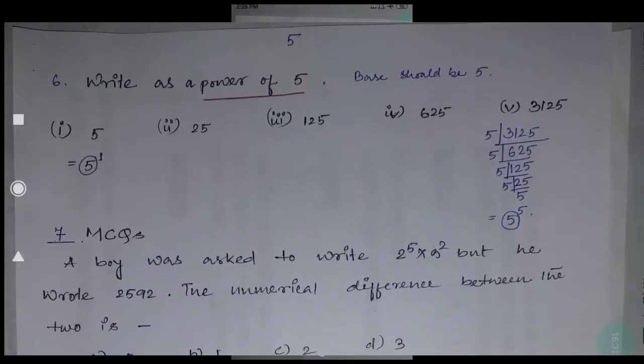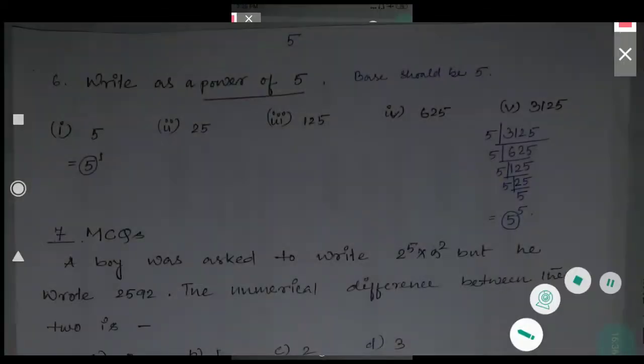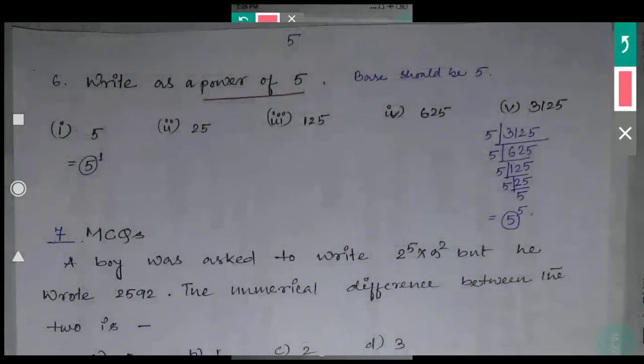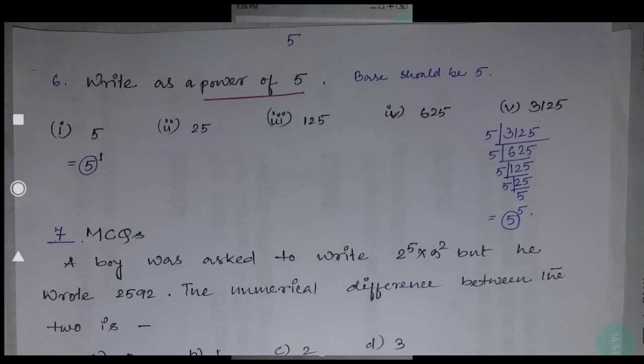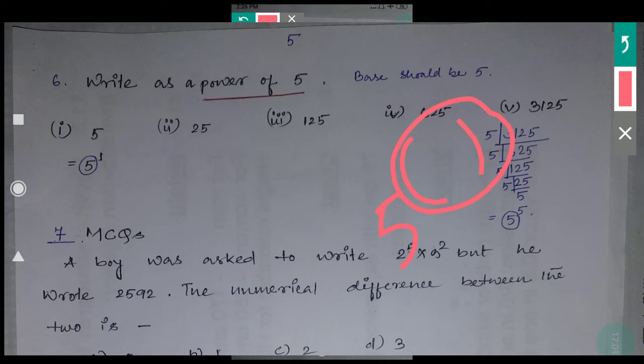Write as a power of 5. The base should be 5. That means as a power of 5. Write a number as a power of 5. Suppose I write here 2 power 3. Then what will I tell? Power of 2 is 3. So here it is given as a power of 5. That means the base should be 5.